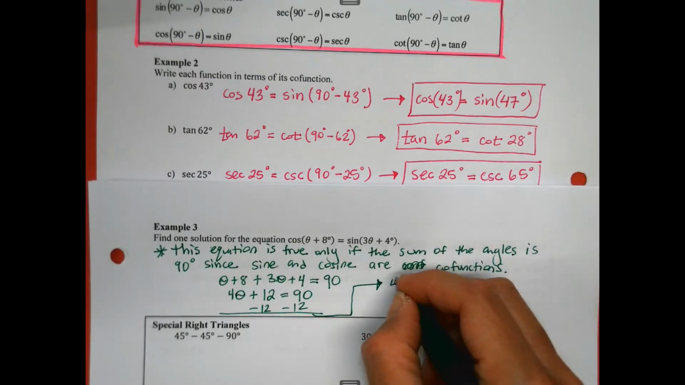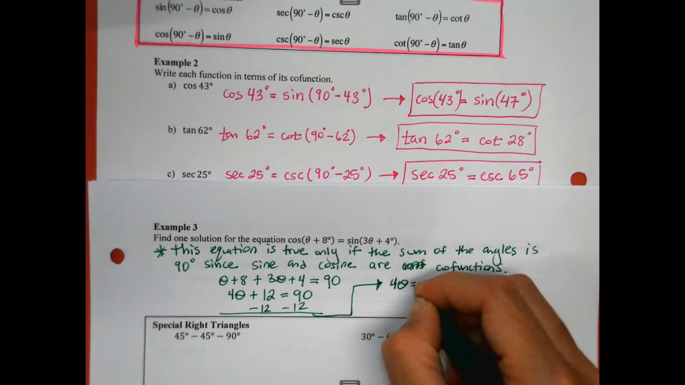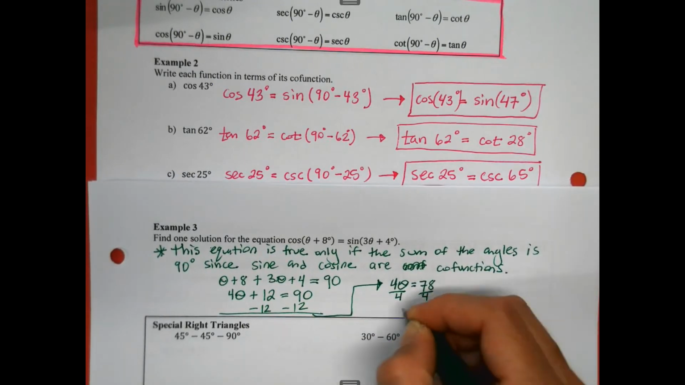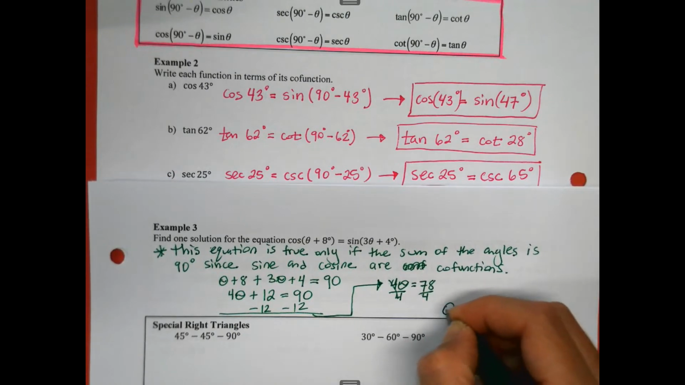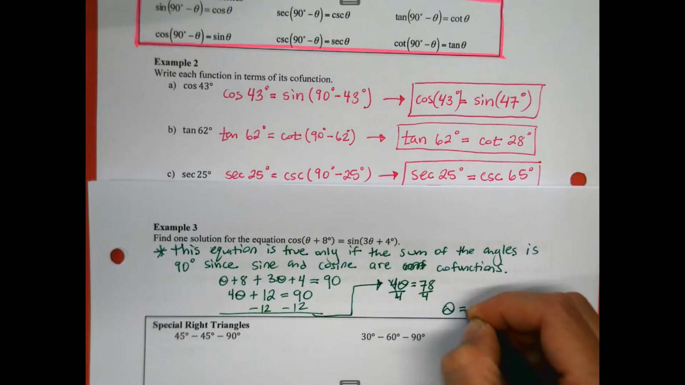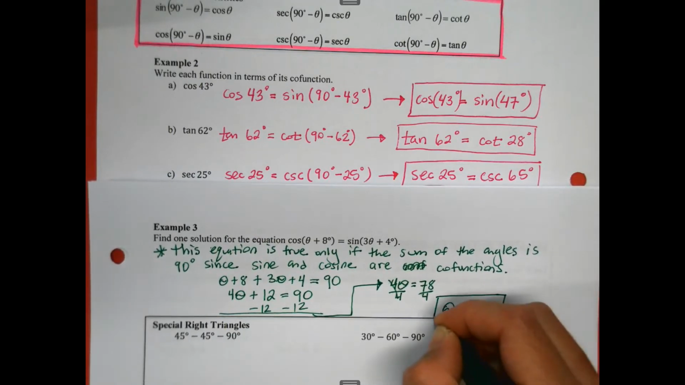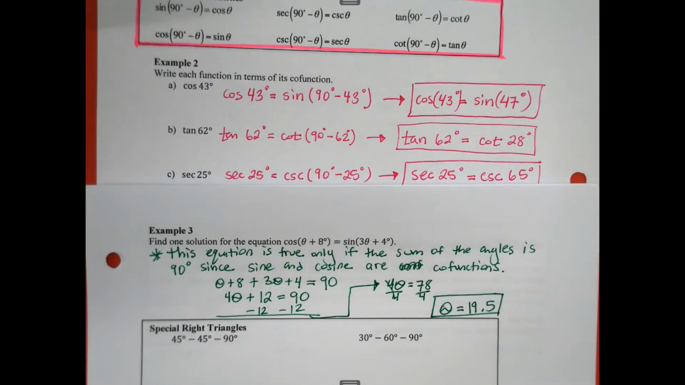We have 4 theta is equivalent to 78. And then divide by 4. We find out that theta is equal to 19.5. So that's cofunction identities.